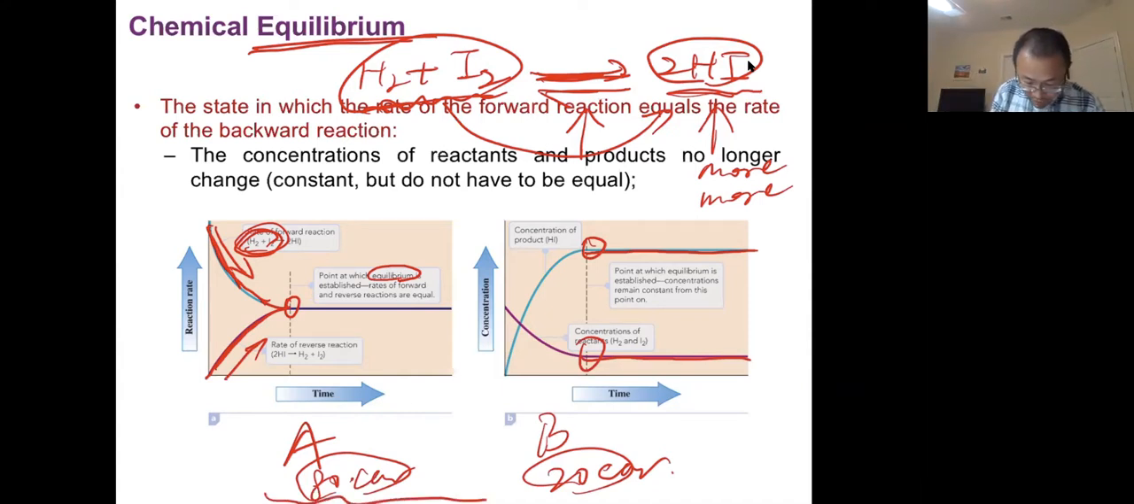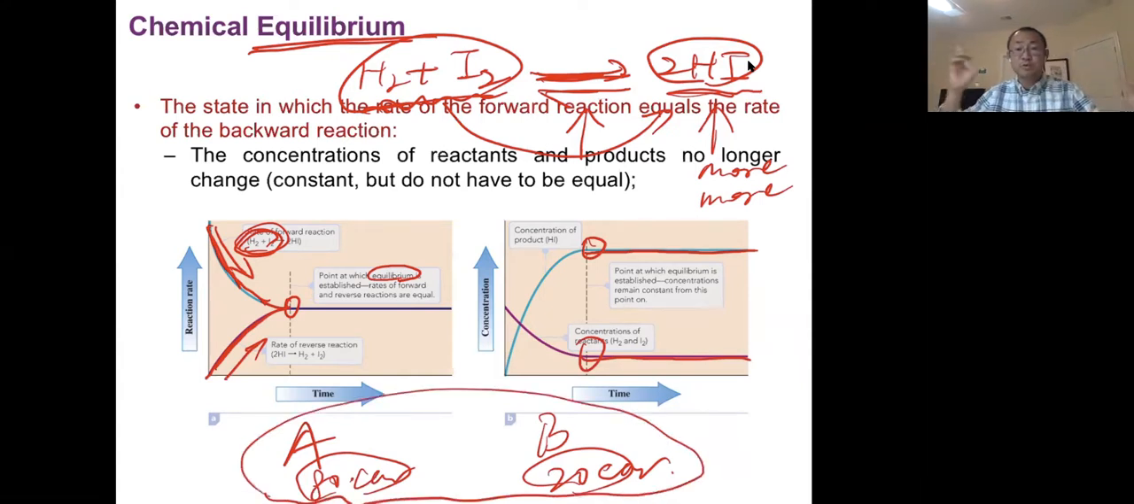Again, guys, you can always use this example. Think about two cities that reached equilibrium. The first city has 80 cars, the second city has 20 cars. If they reach equilibrium, how many cars go to B city? How many cars will go back to A city? The same. So 80 and 20 never change anymore, but 80 and 20 don't have to be equal.